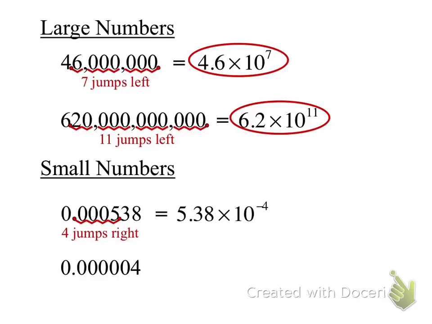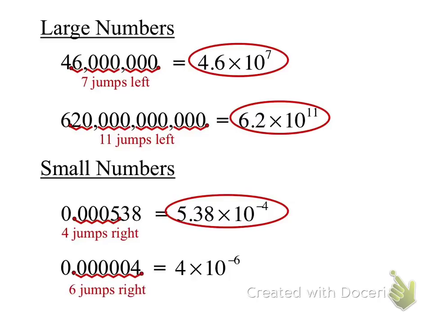Pause the recording. You try the next one. Now check your work. Moving my decimal over 1, 2, 3, 4, 5, 6 times, I end up with 4 times 10 to the negative 6th power.